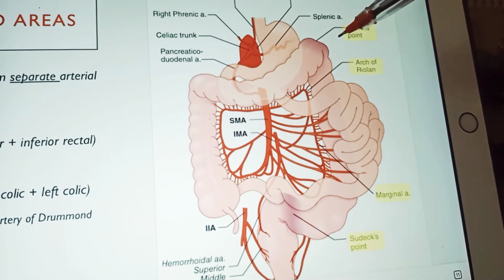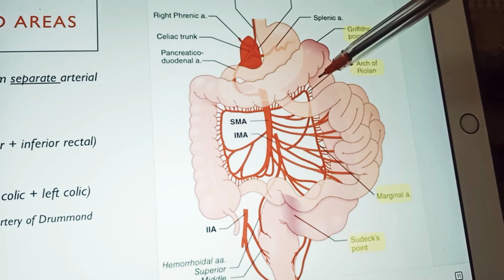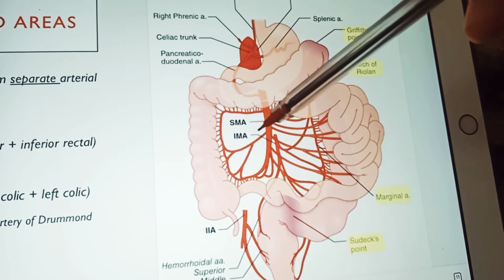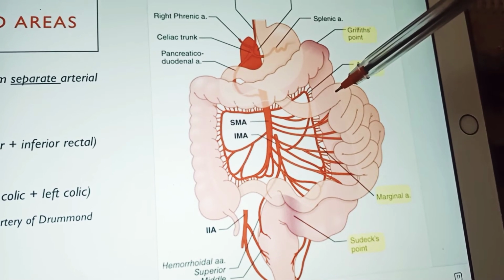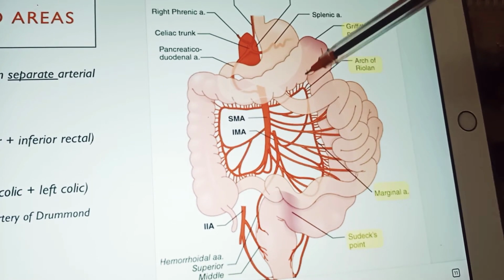It is also supplied by two arteries, that is the superior mesenteric artery, as you can see here its branches are going there, and also the left inferior mesenteric artery branches. They are also supplying it, forming the marginal artery of Drummond, and that supplies the splenic flexure.